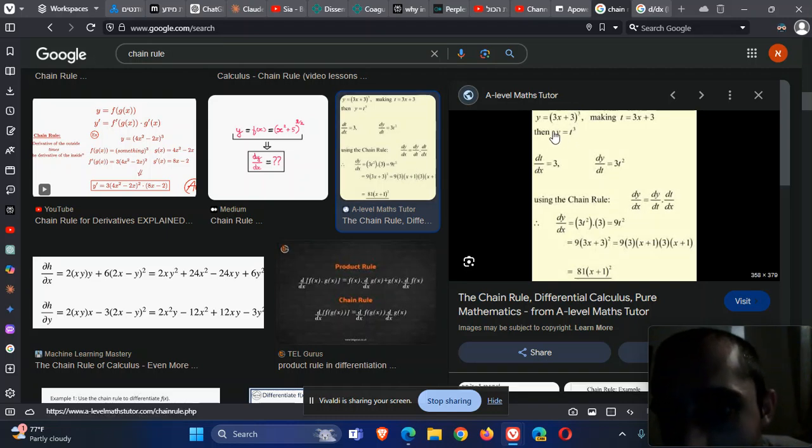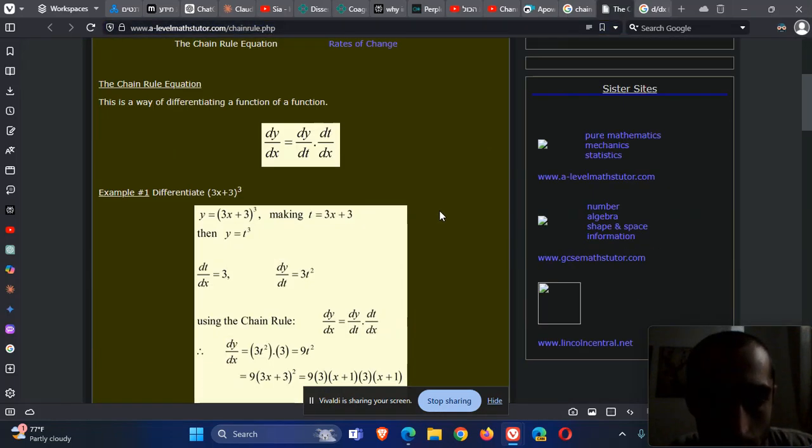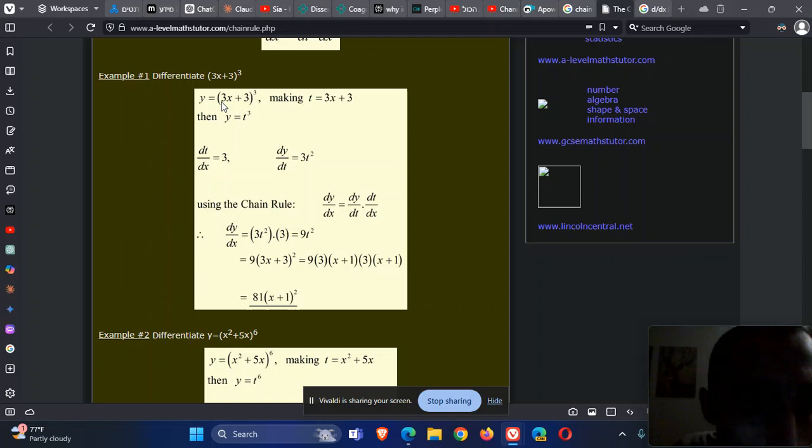So if I define it like this, if I have a function y equals 3x plus 3 to the power of 3, and t I make a function of x, 3x plus 3, so I can define y as t to the power 3, right? This is how y is defined.